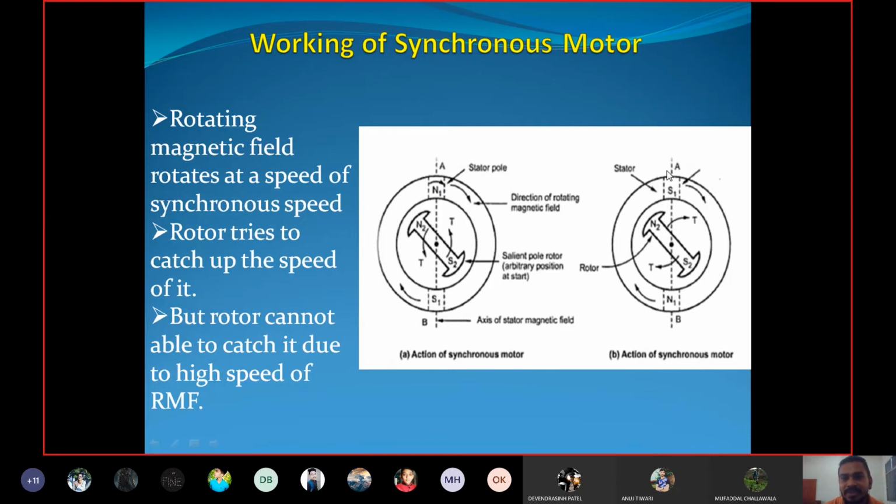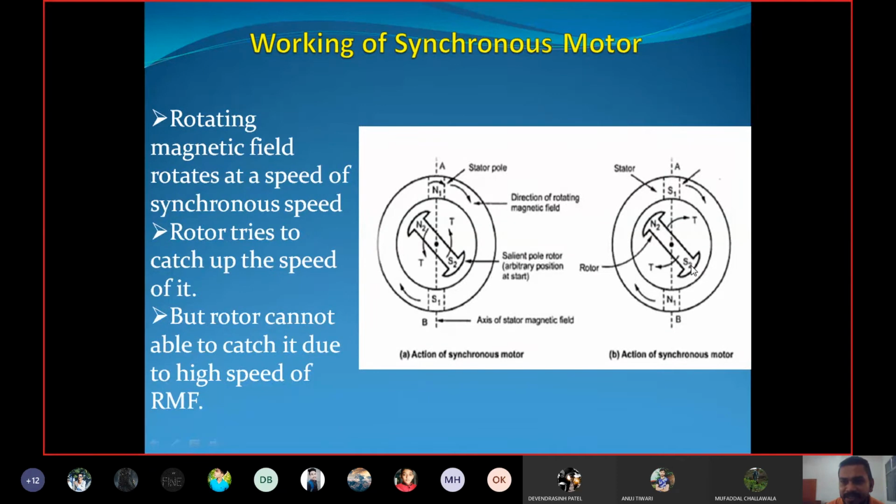Okay, so now this pole becomes the south pole of the stator and this pole becomes the north pole of the stator. In this condition, the south pole of the stator and the north pole of the rotor, these two opposite polarity poles, come nearer to each other. So what happens when two opposite polarity poles come nearer to each other? A force of attraction is produced between these two.